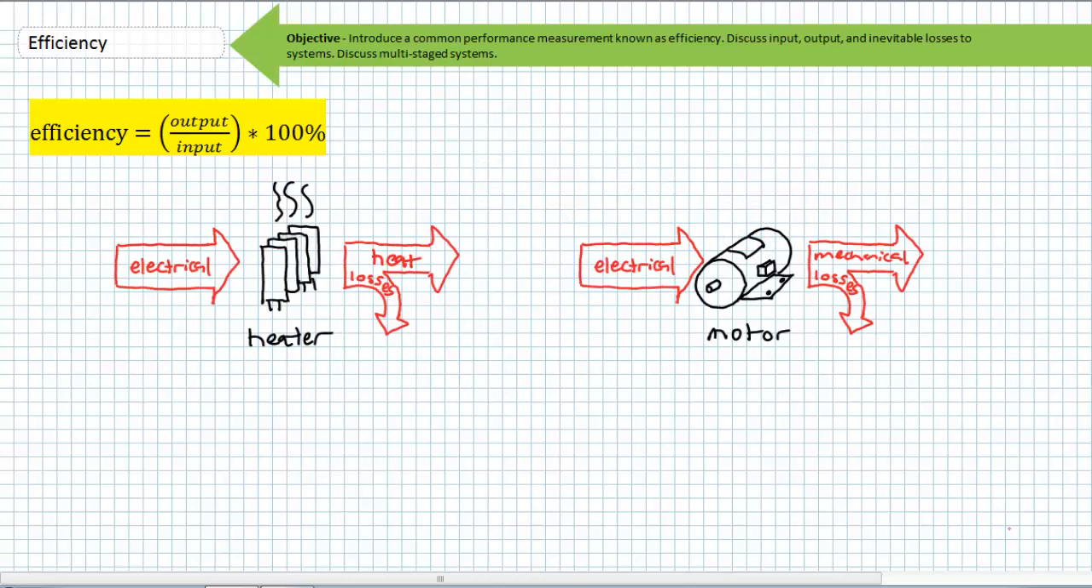For example, a heater produces desirable thermal output. A motor produces mechanical rotation. This is its output. However, the motor gets hot when it does so. Heat is now considered a loss because that's not the intended purpose of this motor. That is, unless you're cold.